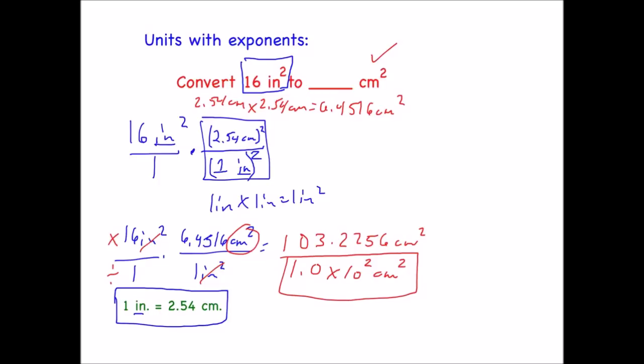Alright, so let's just do one quick review here for dimensional analysis when our units have exponents. You're going to use your standard conversion factors just like you always have, but you're going to have to put those conversion factors in parentheses and then raise them to whatever exponent the problem was talking about. And remember, when you have something in parentheses and you raise it to an exponent, that applies to everything inside the parentheses.